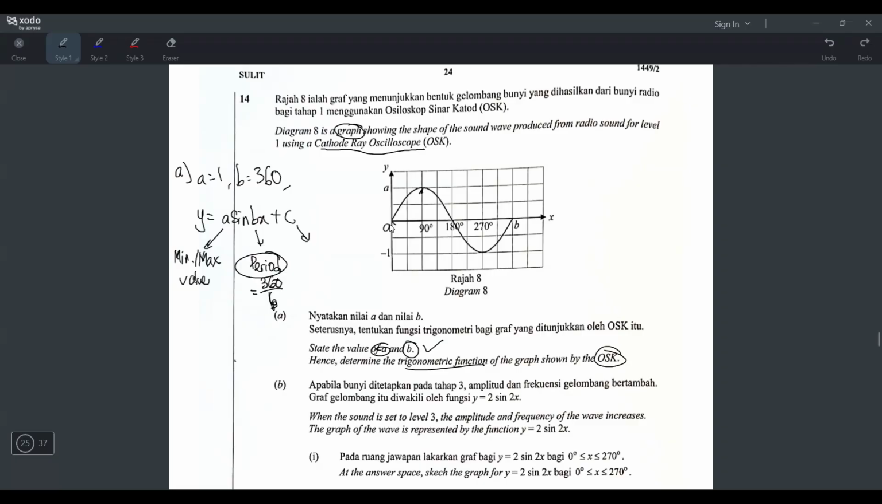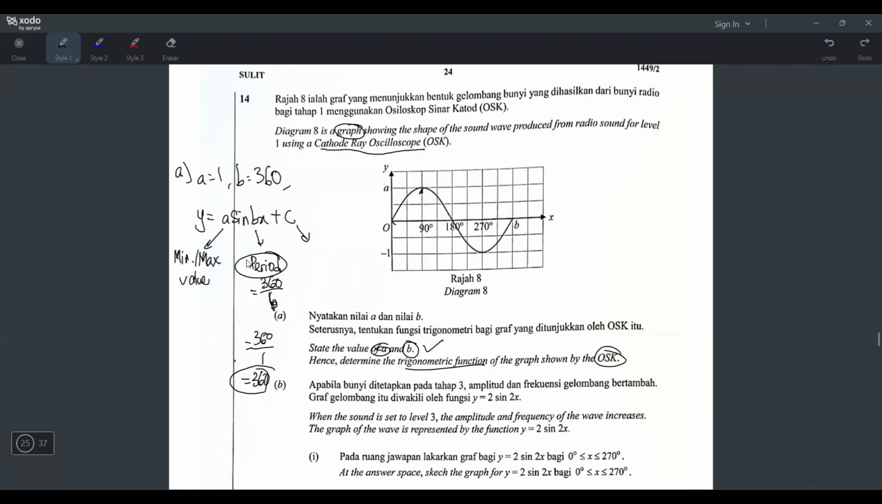Period means how to say it? Period is... okay, let me explain. Let's say the B is 1, right? The B is 1. Then your period will be 360 divided by 1. That means you get 360, right? And that means your sine graph completes one cycle at 360 degrees.